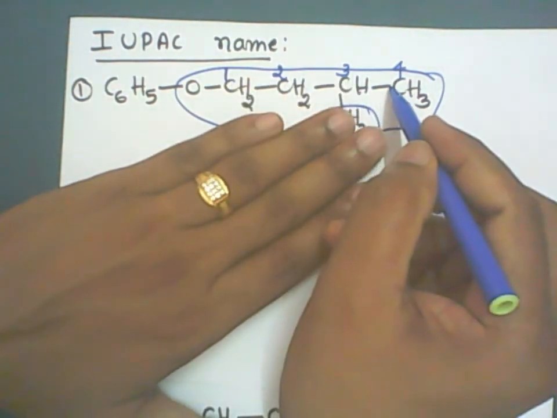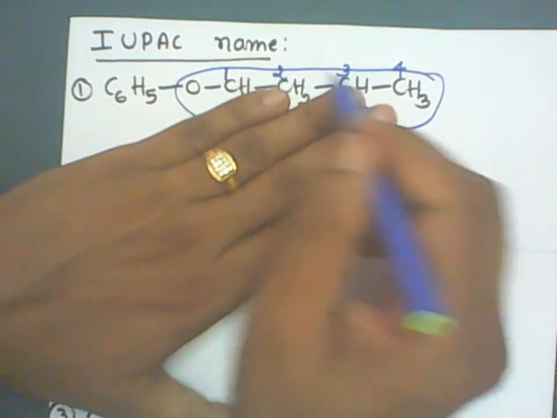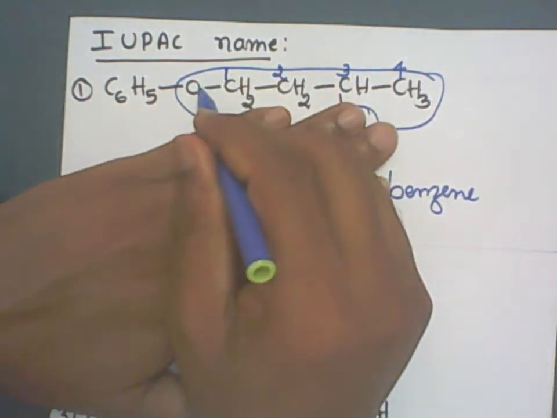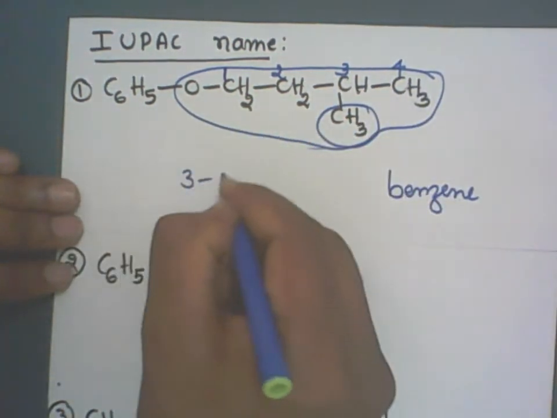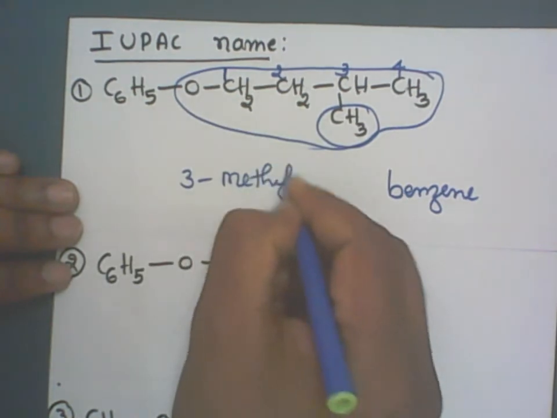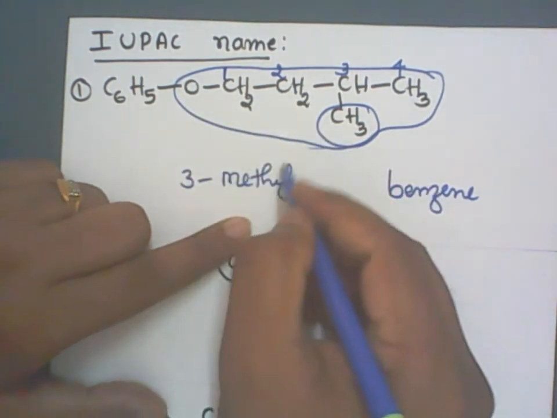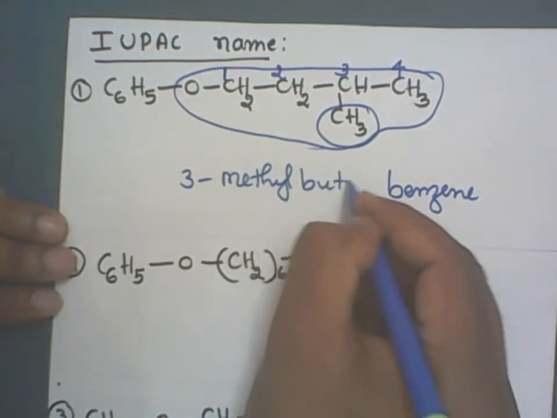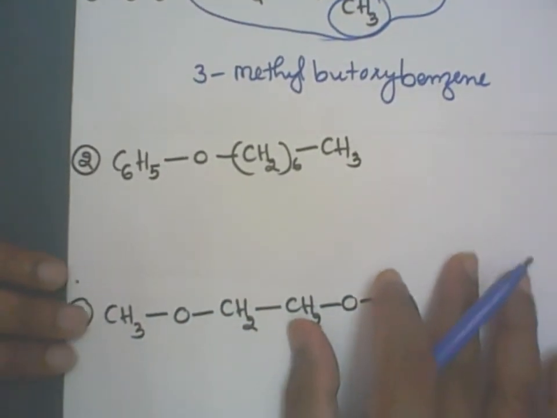So this is 4 carbon atoms plus oxygen, butoxy. Which butoxy is it? There is a branching. 3-methyl butoxy. Got it? 4 carbon atoms, oxygen, butoxy, with one extra methyl on the third carbon atom. I can't call it 3-methoxy now because 4 carbon atoms become the alkoxy. So it is a 3-methyl butoxy. Okay, butoxy. Clear? Next one.